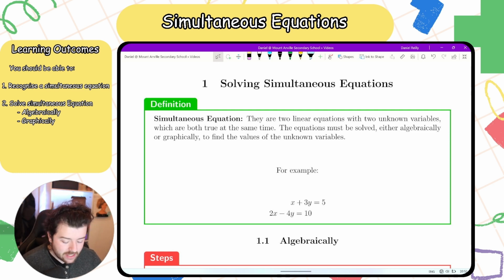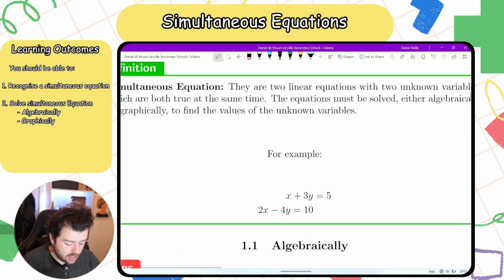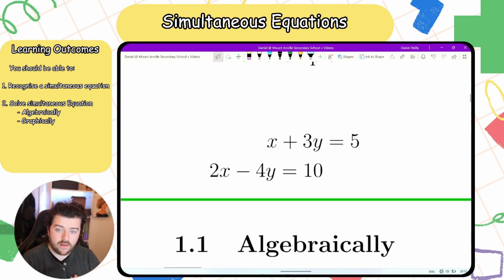A simultaneous equation is two equations with two unknown variables which are both true at the same time. The equations must be solved either algebraically or graphically to find the unknown variables. So they look like this: x + 3y = 5, and then underneath it we'll have another equation, for example 2x - 4y = 10.